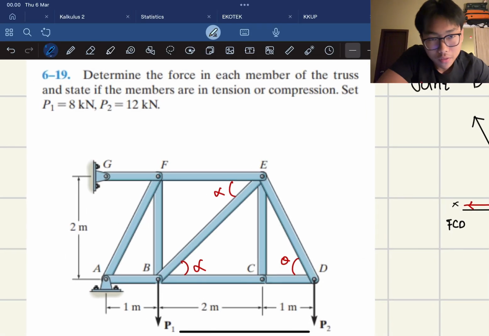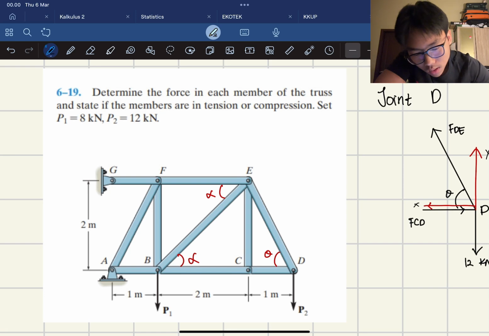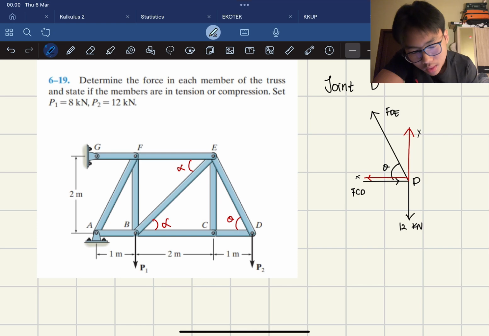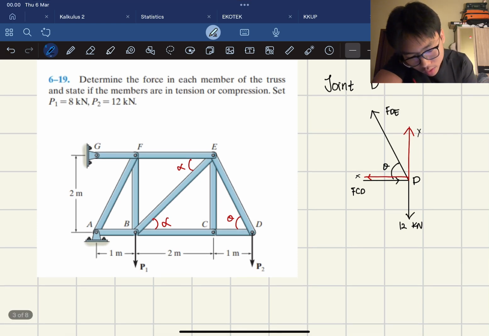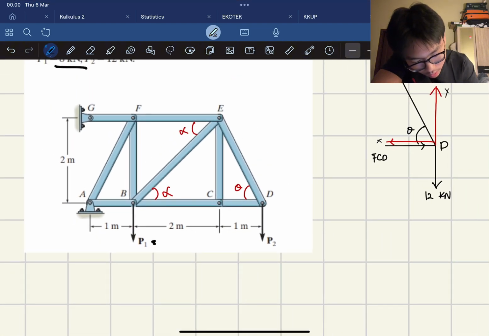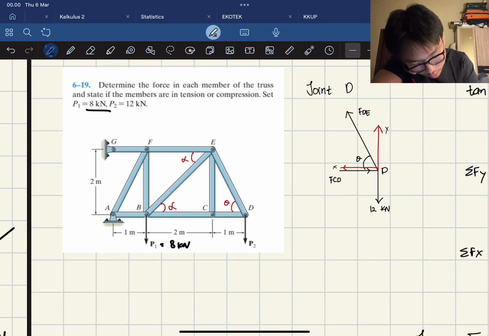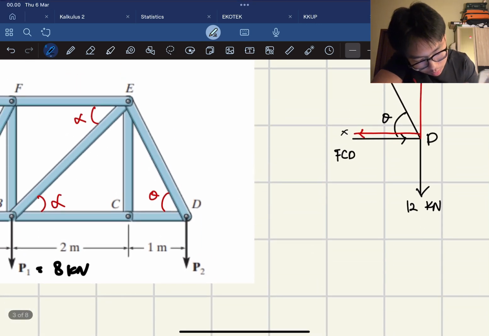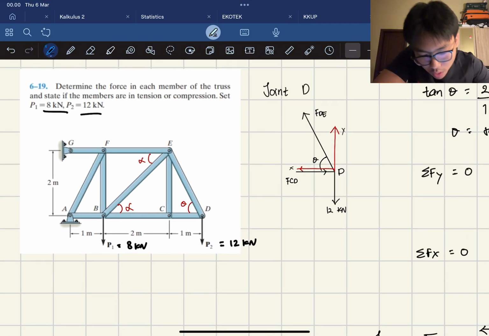Okay, so we have this problem number 619, which we have to determine the force in each member of the truss and state if the members are in tension or compression. We are given that the value of P1 is 8 kN, and P2 is 12 kN. So we need to find the force in each member of the truss.